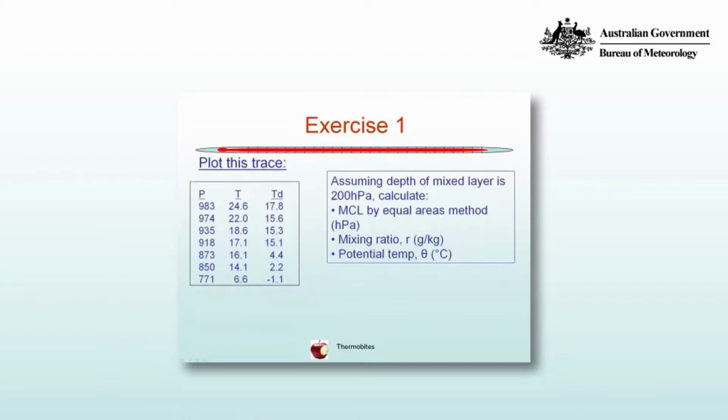Let's try this out. Stop the video now and plot the trace as shown. Assume the depth of the mixed layer is equal to 200 hectopascals and calculate the mixing condensation level by this equal areas method, that is, choosing a value of potential temperature that gives you equal areas with the temperature profile and a mixing ratio isopleth that gives you equal areas with a dew point profile. Once you've done that, examine your results and switch the video back on.